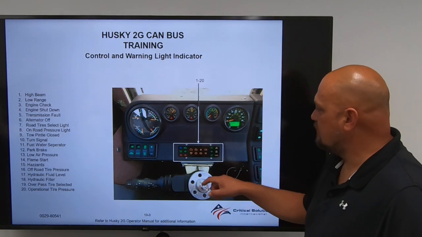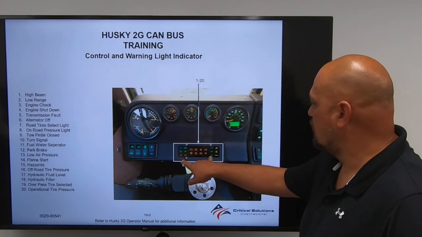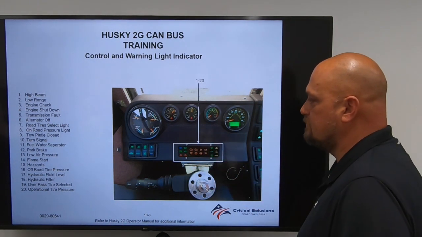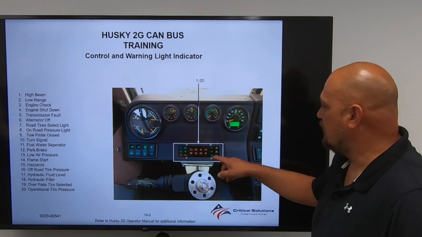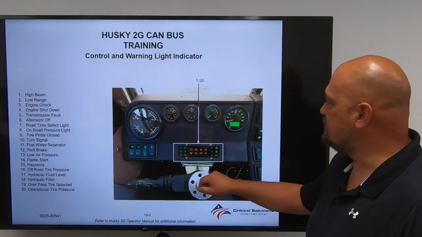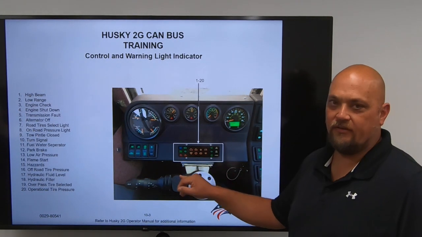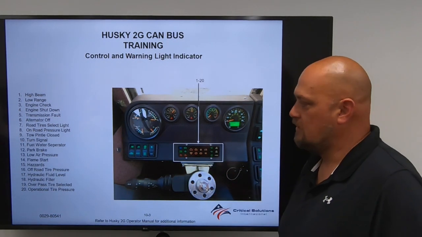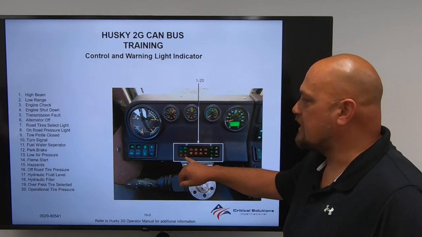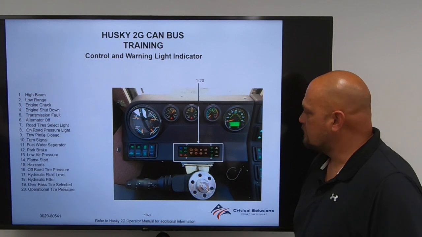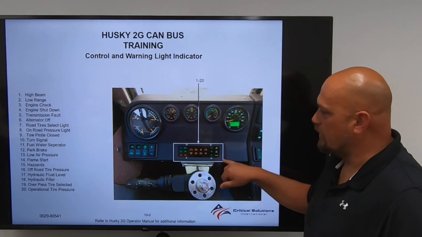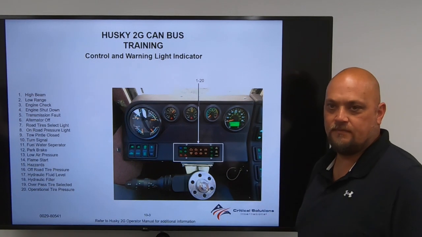Item 15 is our hazards. With this, your turn signals, either turn signal will flash. Item 16 is our off-road. Item 17, hydraulic fluid level. This is your power steering level. Item 18 is hydraulic filter. Item 19 is overpass tire selected. Item 20 is operational tire pressure.